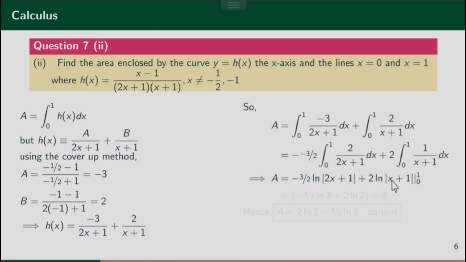So I have 2 ln of x plus 1, from 0 to 1. So I just plug in the upper limit and subtract the lower limit. When I plug in 1, 2 times 1 is 2, plus 1 is 3. Negative 3 divided by 2 ln 3, plus, when I plug in 1, I have 2 ln 2. Then for 0, this term gives 0 and ln 1 is 0. So the answer is just 2 ln 2 minus 3 on 2 ln 3 square units. That is the answer of this integration.